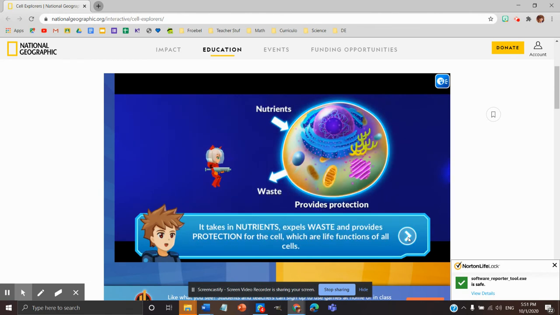So again, you have different parts. Again, I'm sorry for the dogs. I cannot control that. So you have the different parts. It tells you what they do, different parts of the cells and what they do. For example, this is the membrane and it tells you that it gets in nutrients and takes away the waste.